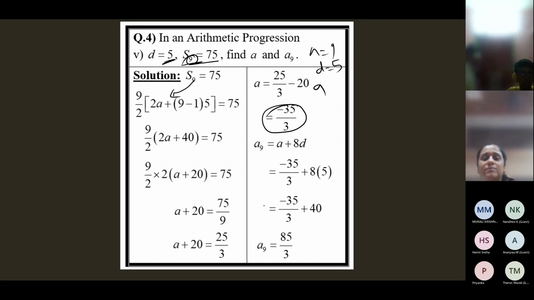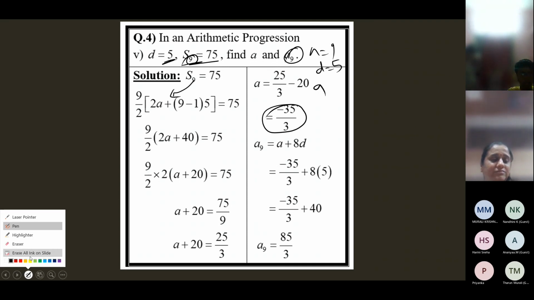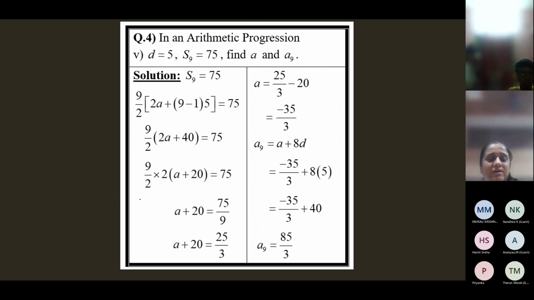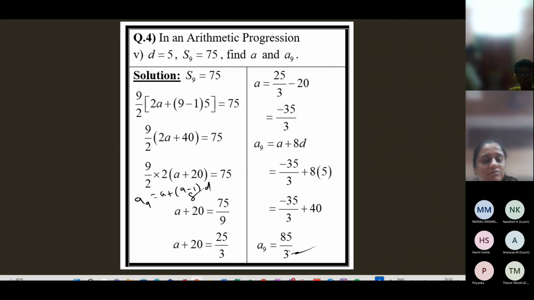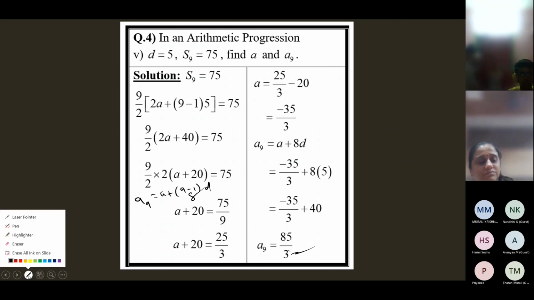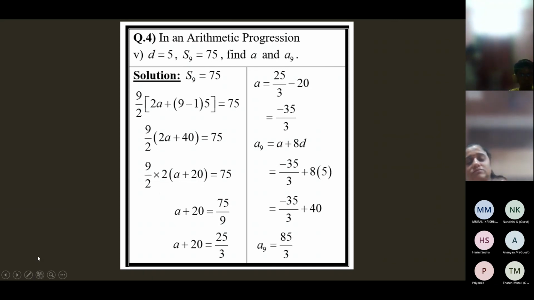And then you'll have to find A9, which is A plus 8D. How do you find A9? A9 is equal to A plus 9 minus 1 into D, or A plus 8D. Finished till here, children? Done?